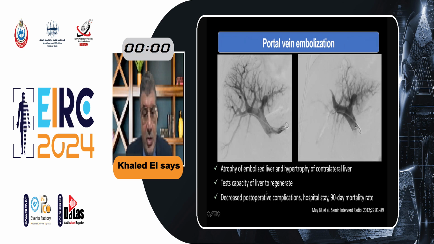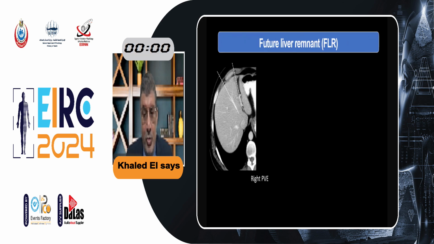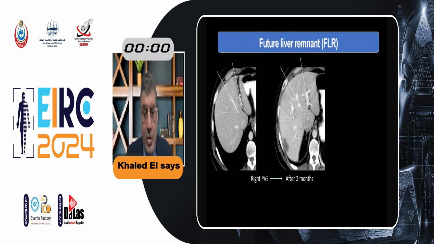And this is what we do, portal vein embolization, leading to embolization of the right portal vein and testing the capacity of the liver to regenerate. It can frequently lead to decreased post-operative complications, hospital stay, and 90-day mortality rate. An example of right portal vein embolization here, and after the portal vein embolization, you see how much the left liver hypertrophies.